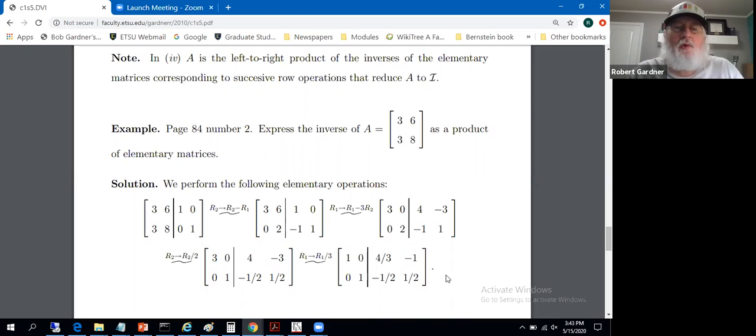Okay, so the question was, express the inverse of A as a product of elementary matrices. Here's the sequence, first, second, third, fourth, of elementary row operations that reduce matrix A down to the identity. So if we took matrix A and did this first, we could represent that by multiplication on the left by an elementary matrix.